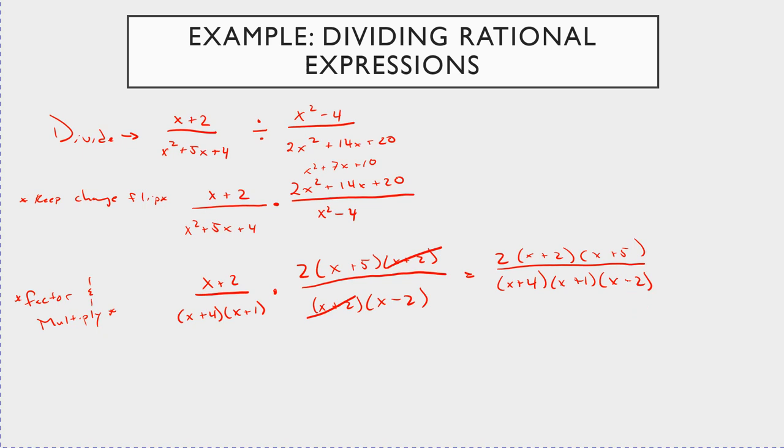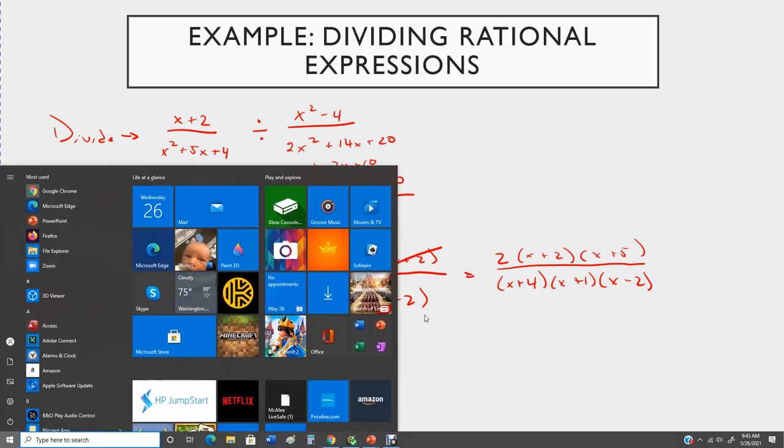And we got it. So you can see here multiplying and dividing is pretty straightforward, but the key, as I've been saying, is to factor correctly and then cancel out those like terms, or cancel out those common factors, excuse me.